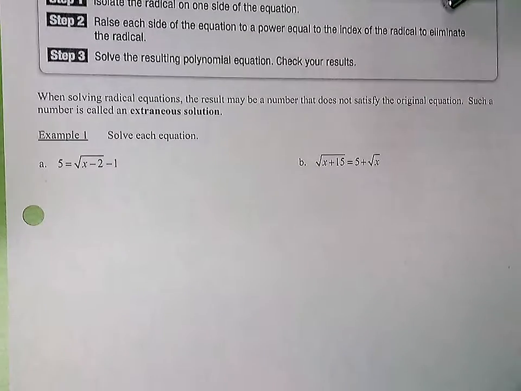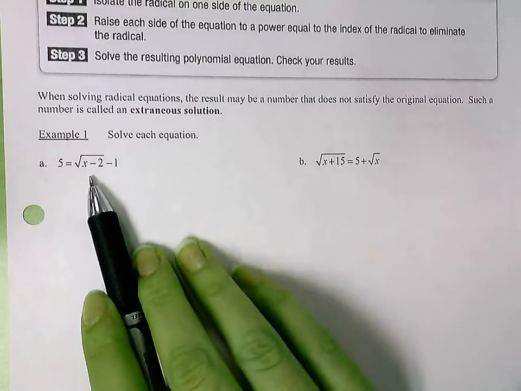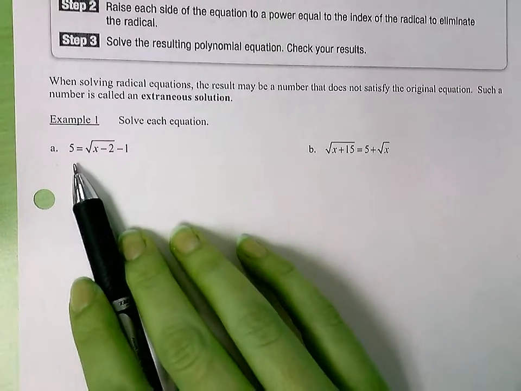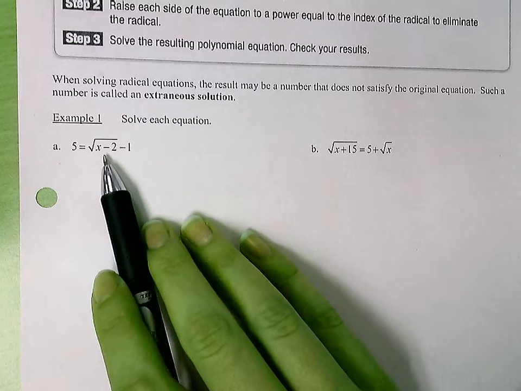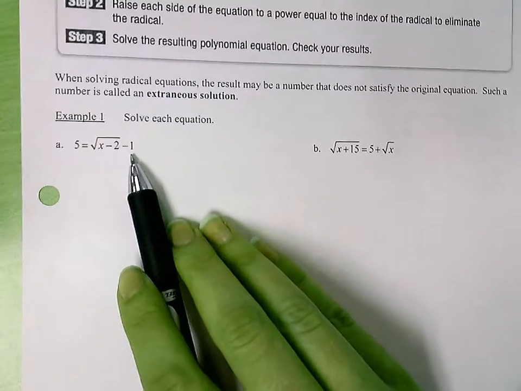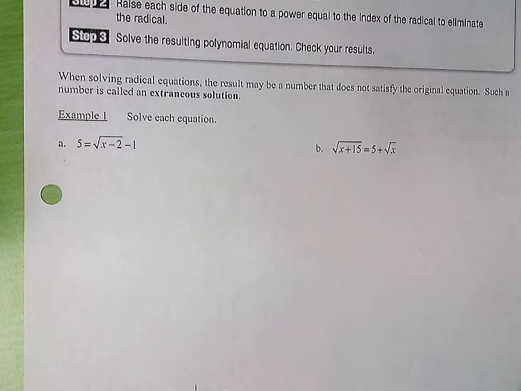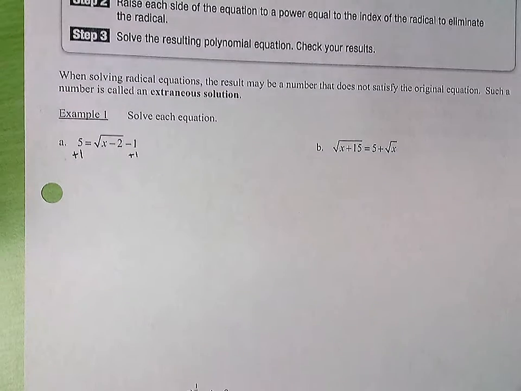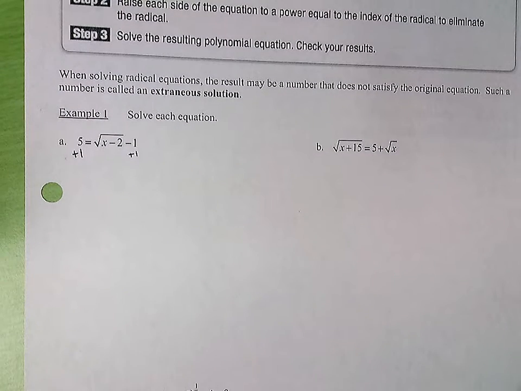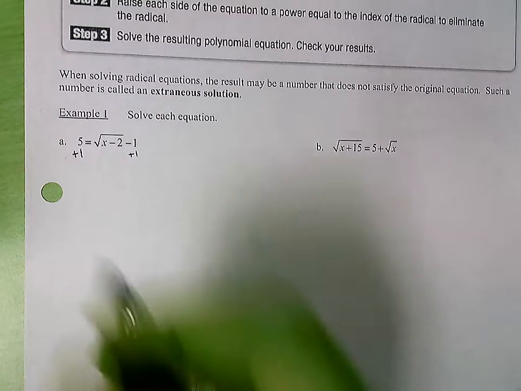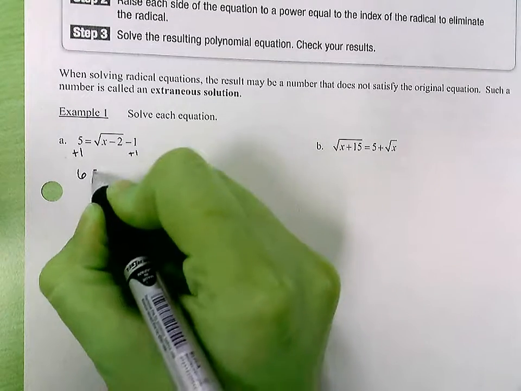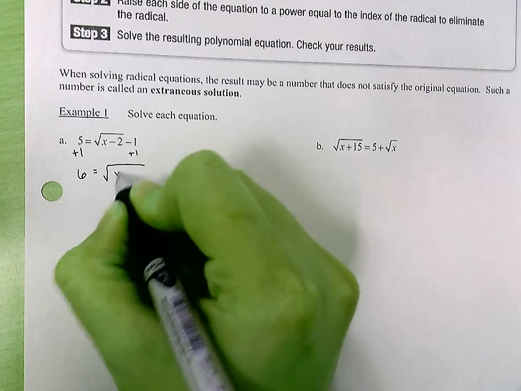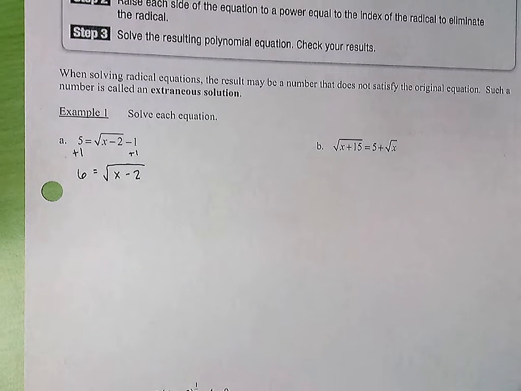We're going to go through some examples. So first example here. We have 5 is equal to the square root of x minus 2, minus 1. So we want to isolate that radical. We want to get it by itself. So to do that, I'm going to add 1 to both sides of that equal sign. So I end up with 6 is equal to the square root of x minus 2. So now I've isolated that radical.